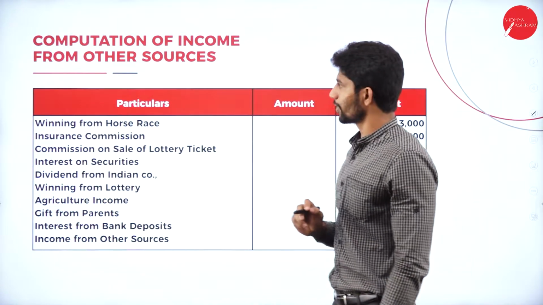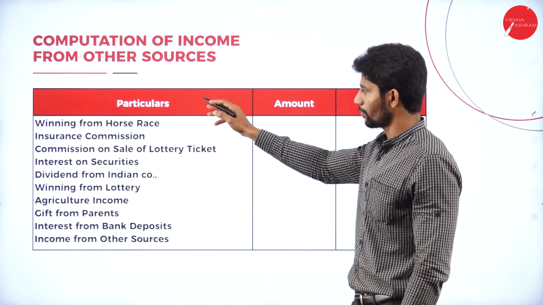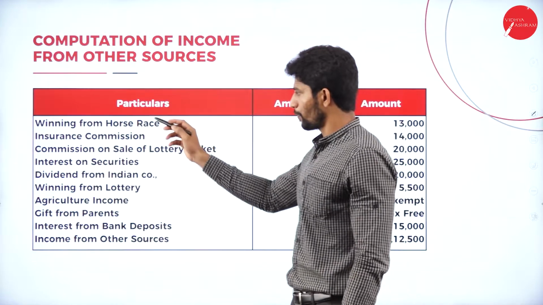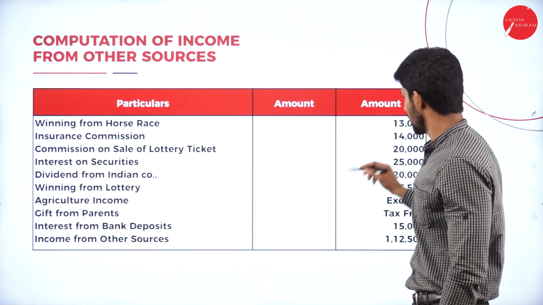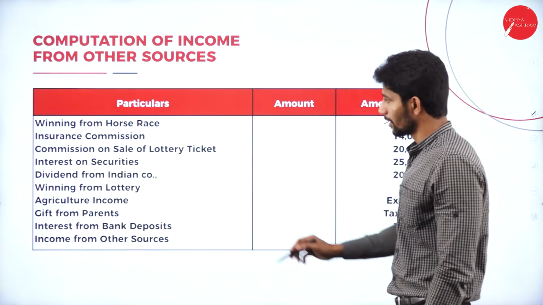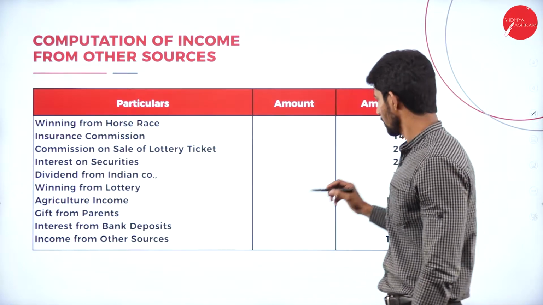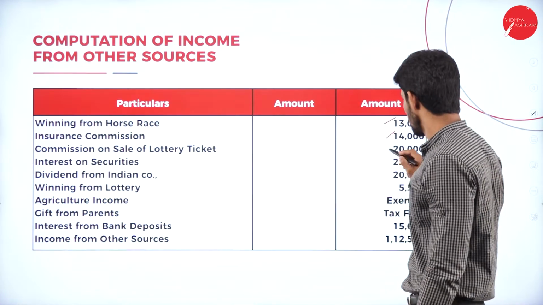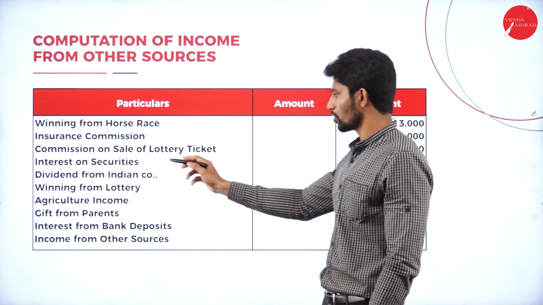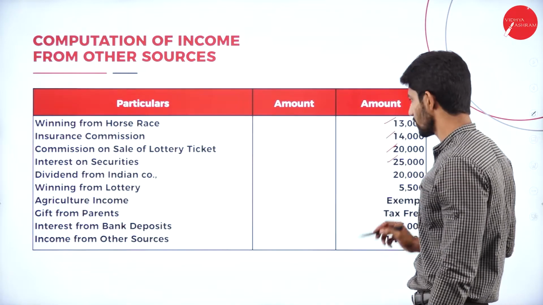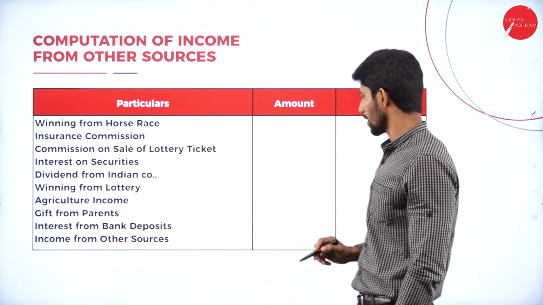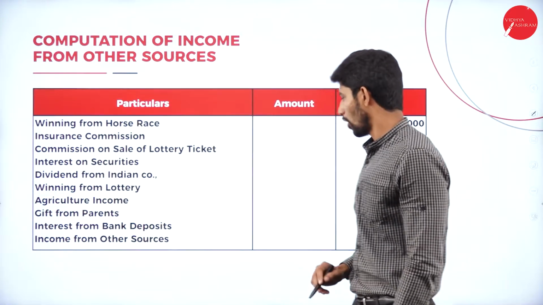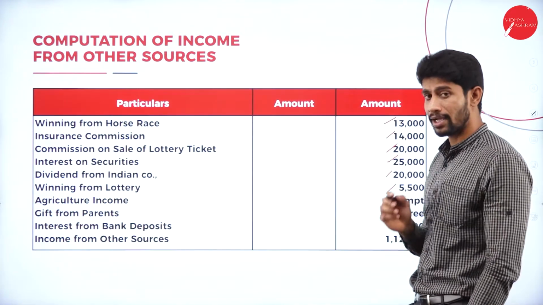So moving on to solve the problem. Computation of income from other sources. Next, we have to make 3 columns: particulars, amount, amount. So the first point, winning from horse race. Yes, rupees 13,000. Next, insurance commission, value rupees 14,000. Commission on sale of lottery ticket, rupees 20,000. Interest on securities, rupees 25,000. Next, dividend from Indian company, rupees 20,000. Next, winning from lottery, rupees 5,500.